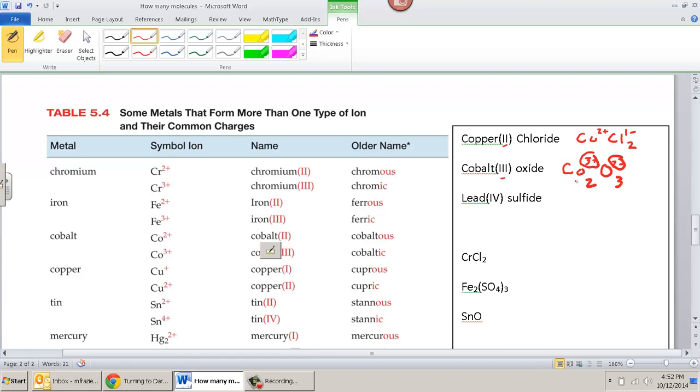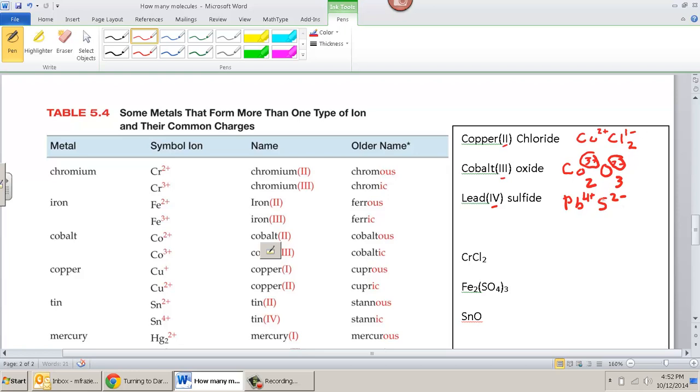All right, now the last one of this set is lead 4 sulfide. So lead is Pb, okay, and then sulfide is sulfur, S. So we've got the Roman numeral 4 here. That means that this is going to be a 4 plus charge. And sulfur is just like oxygen, same group, group 6A, so it's going to take a 2 minus ion.